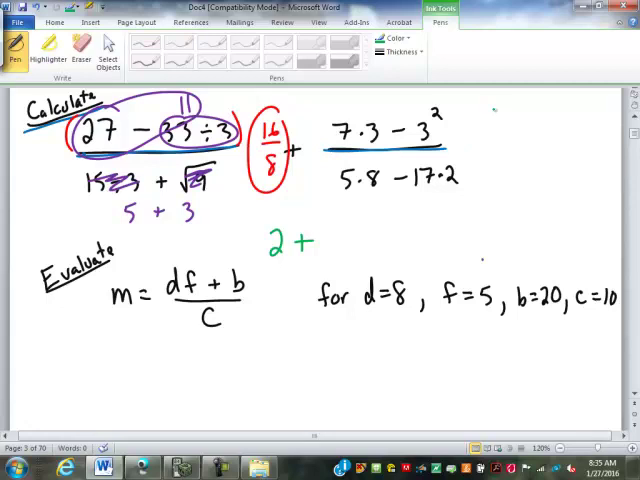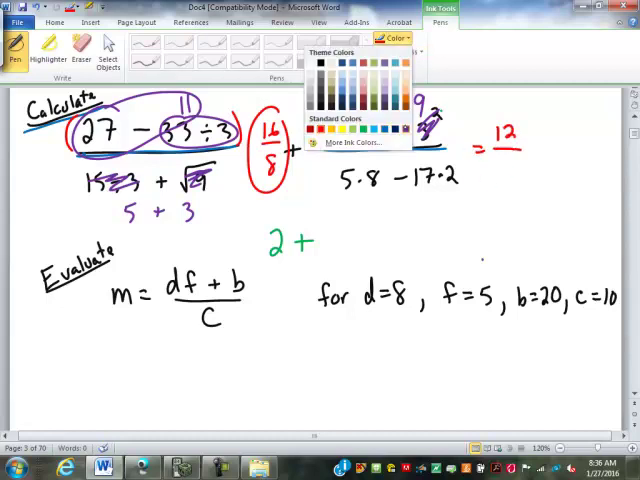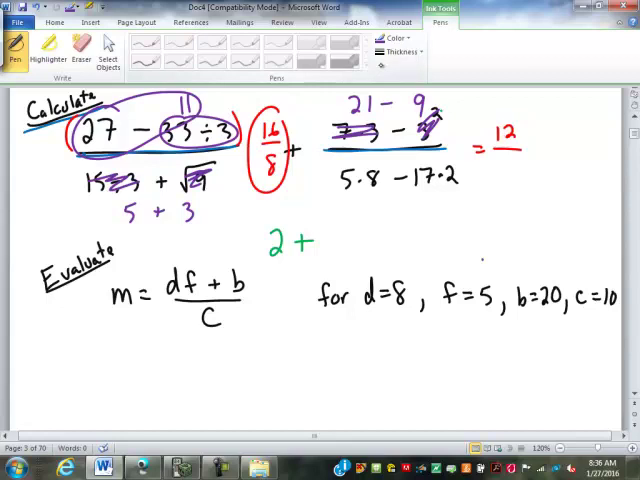On top, again, enclosing symbols? No. Exponents? Yes, the 3 squared. The 3 squared is 9. So replace the 3 squared with a 9. What's next? 7 times 3, which is 21. So 21 minus 9 is 12. So we're going to put 12 on top there. Down to a single number on top, so we're down to the bottom.